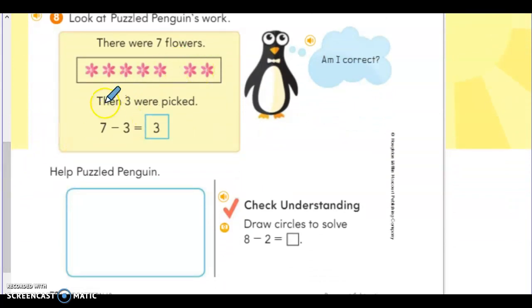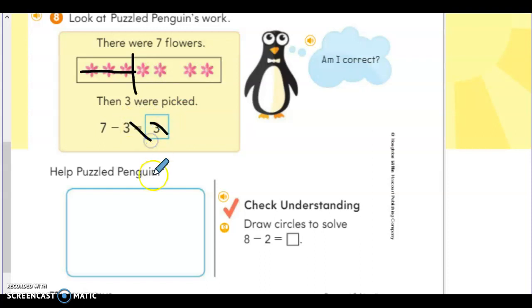Let's check. So we started with 7. Let's make sure he did that part right. 1, 2, 3, 4, 5, 6, 7. Yep, he's right. There are 7 flowers, so that part's true. Then 3 were picked. Okay, so let's count 1, 2, 3, and break it apart. Now, we need to cross these off. 3 of them were picked. Bye-bye. Okay, let's count how many are left. 1, 2, 3, 4. Oh, there are 4 left, so this is not correct.